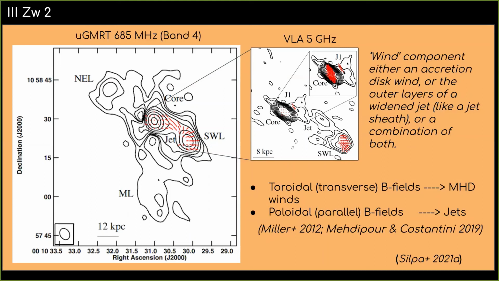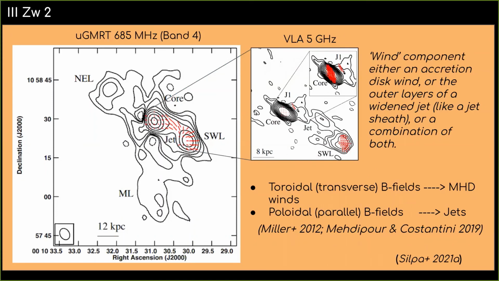There is also an alternate explanation to our polarization findings, which is the following. Recent works by Miller et al. 2012 and Mahmoudi and Constantine 2019 have shown that toroidal magnetic fields can efficiently thread MHD winds and poloidal magnetic fields can thread AGN jets. So if this is the case, one cannot rule out the possibility of these transverse magnetic fields in the UGMRT image being the toroidal fields threading an AGN wind that has been sampled on larger spatial scales than sampled by the VLA observations. And when we say wind, it could either be an accretion disk wind or the outer layers of a widened jet like a jet sheath, or even a combination of both.